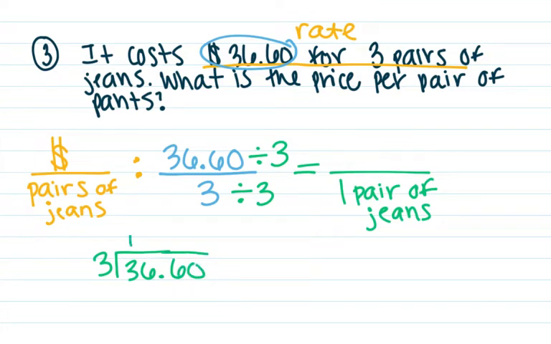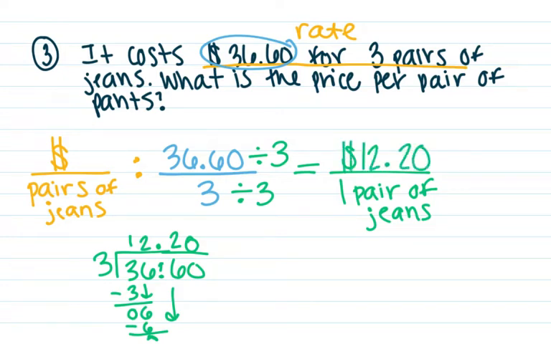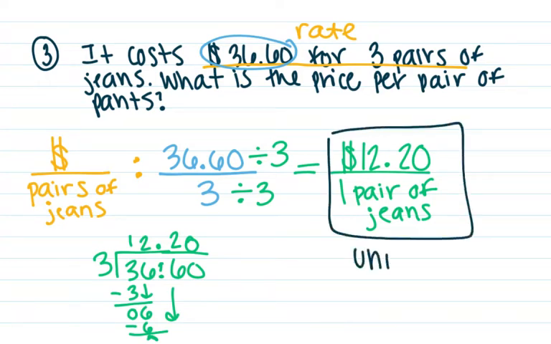3 goes into 3 1 time. I subtract. 3 goes into 6 2 times. I subtract. Running out of room here. 3 goes into, don't forget your decimal. Bring it on up. 3 goes into 6 2 times as well. I subtract. I get 0. And 3 goes into 0 0 times. So I find out that my one pair of jeans is going to cost $12.20. This right here again is your unit rate. This is how much it costs for one pair of pants. That's what the unit rate is.